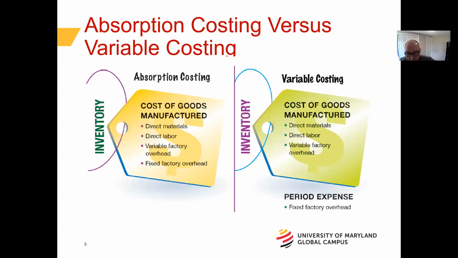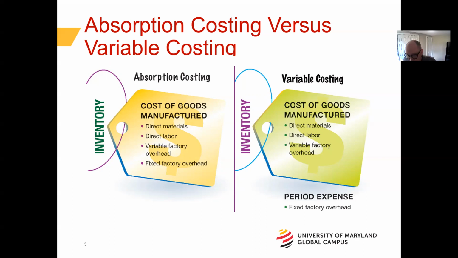In absorption costing and variable costing, there are a couple of recognizable differences here. The most obvious one is the treatment of fixed factory overhead. In absorption costing, I mentioned that we absorb the cost of goods manufactured and, of course, the related expenses. We see in absorption costing, we have direct materials, direct labor, variable and fixed factory overhead. So in other words, total factory overhead. That's absorption. We're absorbing all of the cost of goods manufactured.